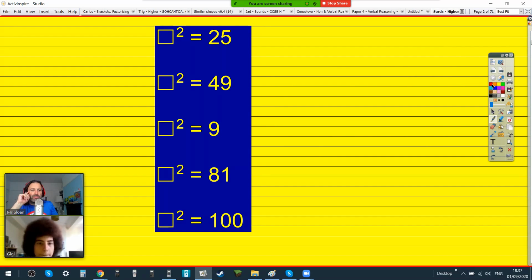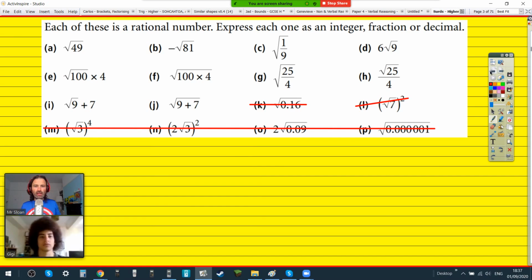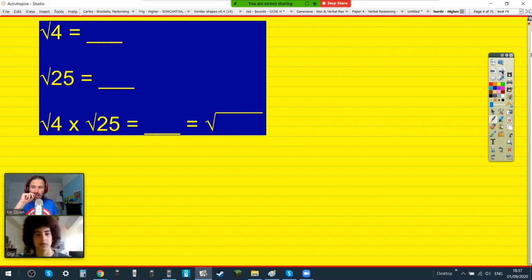Okay. Fill in the blanks. 5 squared is 25. 7 squared is 49. 3 squared is 9. 9 squared is 81. 10 squared is 100. All right, that one is. Express each one as an integer, fractional, decimal. So that would be 7. A would be 7. Yeah, I'll come back to these if we need to.